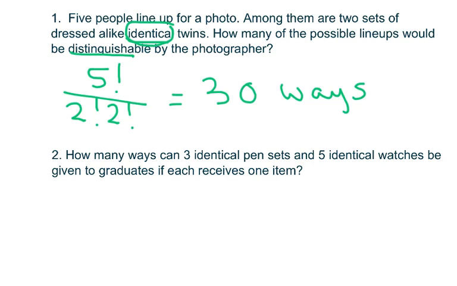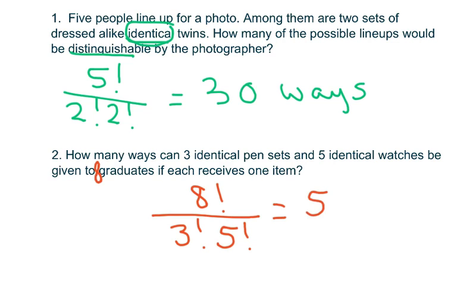Now, here's another word problem. We have 3 identical pin sets and 5 identical watches, and they want to be given to, there's a word left out, 8 graduates. So the total number of graduates is 8. And we have 3 identical pin sets and 5 identical watches. And when you multiply that out, we get 56.